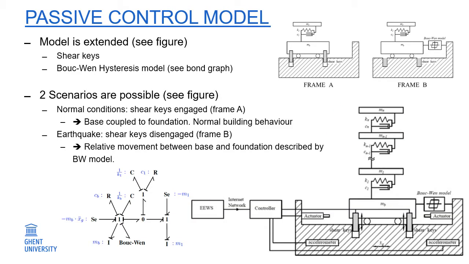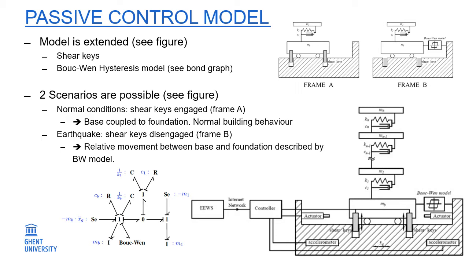The first countermeasure that will be tested is a passive control system called the base isolation system, and the idea is illustrated in the figure on the right. The n-floor building is shown on a moving cart that represents the base, which is coupled to the foundation by an element which behaves according to the Bouc-Wen model and is held in place by shear keys. The adapted bond graph is shown in the lower left corner and includes the Bouc-Wen hysteresis model.